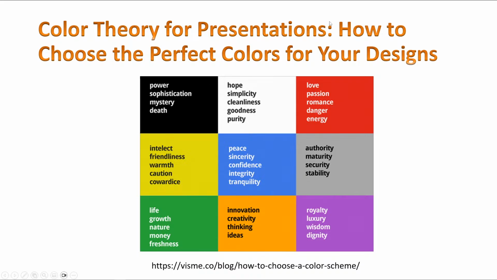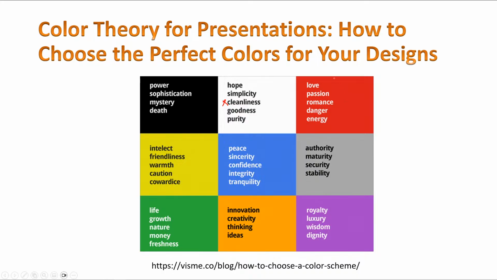Colors here represent how to choose the perfect color for your design. So black would be power, sophistication, mystery, death. White, that's what I generally use. Hope, simplicity, cleanness. I like it for the cleanness part. Goodness and purity. Red: love, passion, romance, danger, energy.